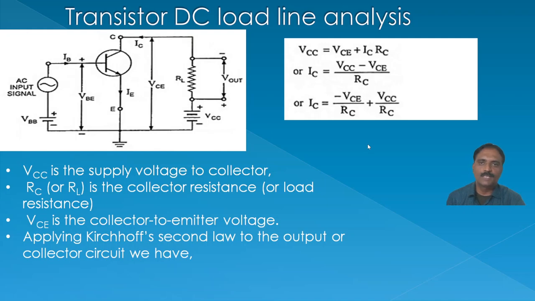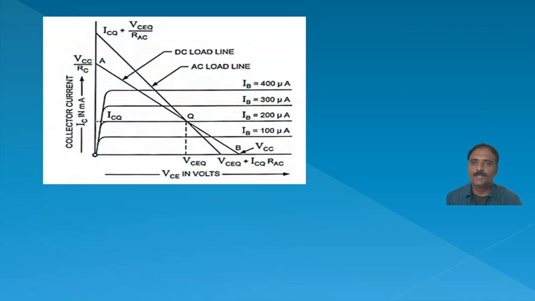And to consider this load line analysis, we have to have the output characteristics of the transistor. That means we have to consider the variation of the output voltage VCE with respect to the output current IC. So here, these are the output characteristics which are being considered. VCE is the output voltage on the x-axis, and IC is the output current considered on the y-axis.